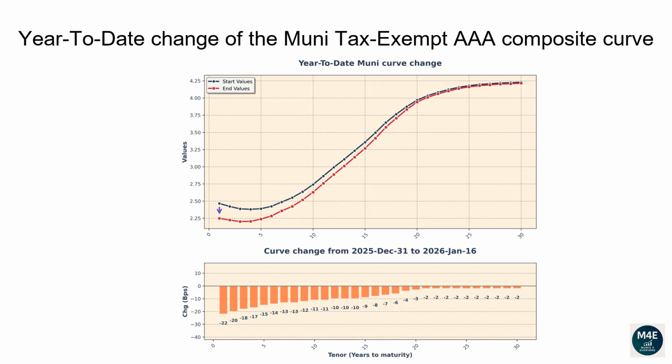The 1-year tenor changed -20 basis points. The 2-year tenor changed -18 basis points. The 5-year tenor changed -12 basis points. The 10-year tenor changed -6 basis points. The 20-year tenor changed 3 basis points. The 30-year tenor changed 5 basis points.